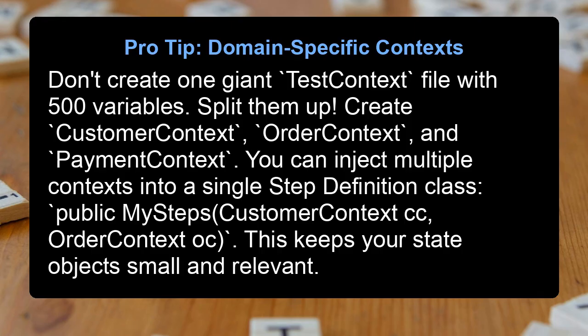Pro tip, domain-specific contexts. Do not create one giant TestContext file with 500 variables. Split them up. Create CustomerContext, OrderContext, and PaymentContext. You can inject multiple contexts into a single step definition class: public MySteps(CustomerContext cc, OrderContext oc). This keeps your state objects small and relevant.